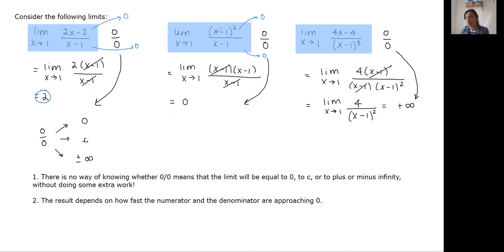So the numerator is x minus 1, but it's x minus 1 2 times, which means that x minus 1 is approaching 0, and then it's being multiplied by something that is also approaching 0. Right? So it has 2 factors, both of which are approaching 0. The denominator instead has only 1 factor which is approaching 0, right? It only has one x minus 1, which means that the numerator is approaching 0 at a higher rate, so faster than the denominator is approaching 0, right?